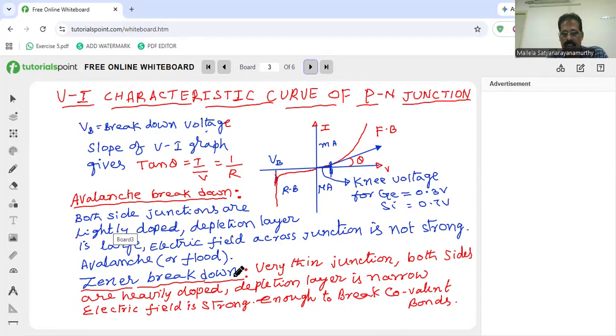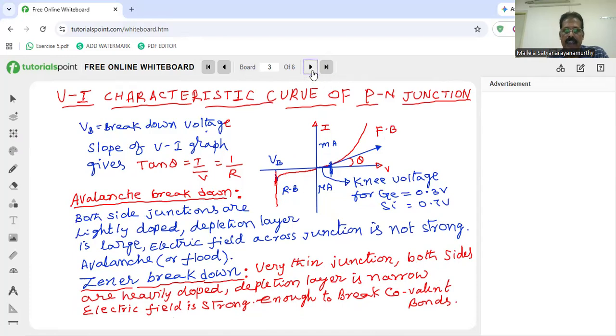What is the GNR breakdown? GNR breakdown means the diode is made with a very thin junction. Both sides are heavily doped. The depletion layer is narrow, and the electric field is strong enough to break covalent bonds. So that's why at GNR breakdown the diode will not get damaged. At avalanche breakdown, the diode will get damaged.